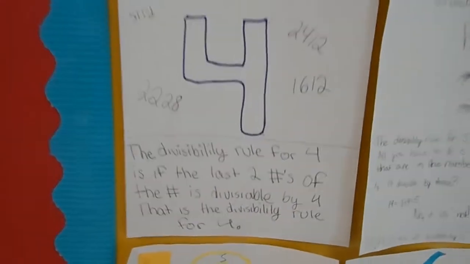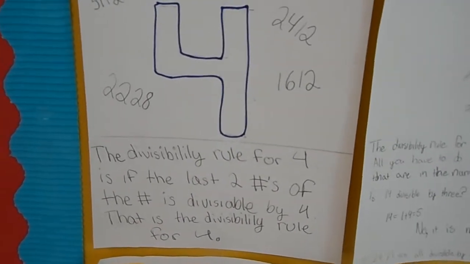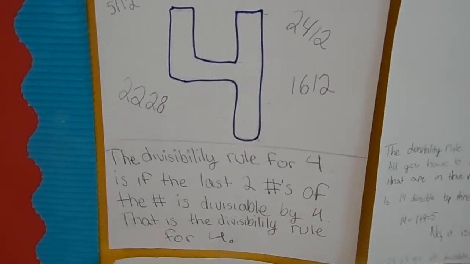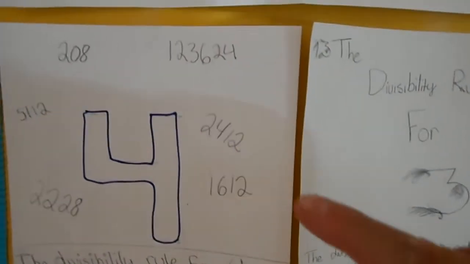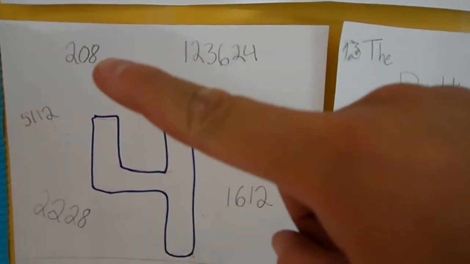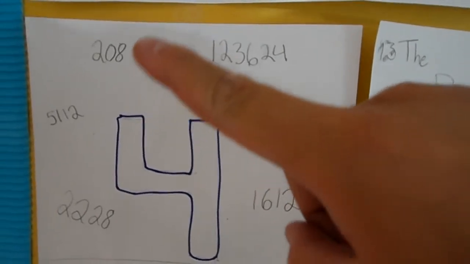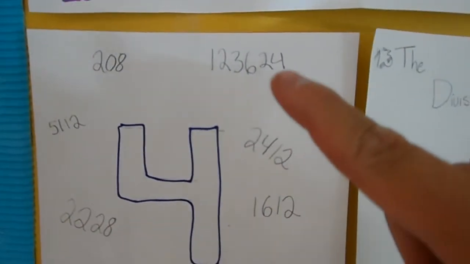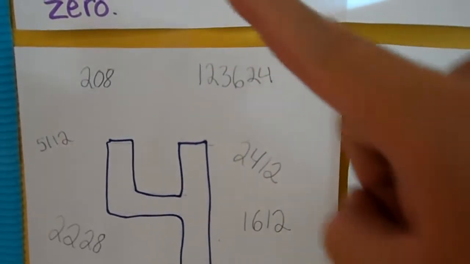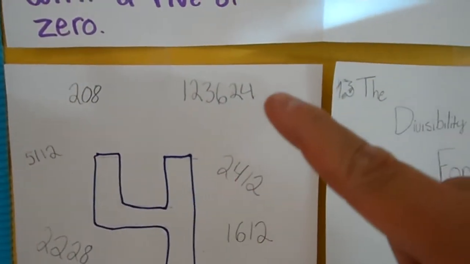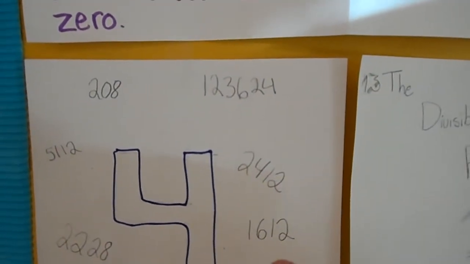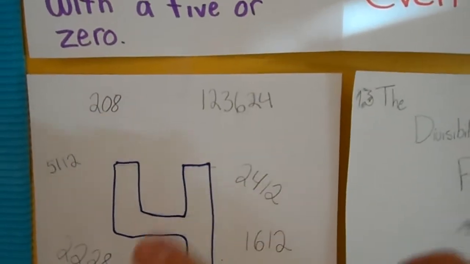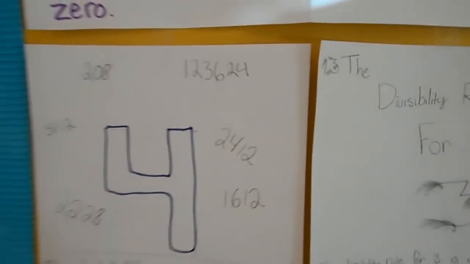Let's take a look at the number 4. Okay. The divisibility rule for 4 is if the last two numbers of the number is divisible by 4, then the whole thing is divisible by 4. For example, you take a large number. Look at the last two digits. 08 is divisible by 4. The entire thing is divisible by 4. 24 is divisible by 4. So the entire number is divisible by 4. One more time. 1612, because the last part, 12, is divisible by 4. The entire number is divisible by 4.